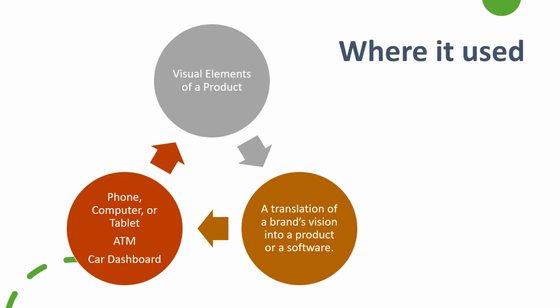So where is it used? It's used everywhere. Take your mobile app, any app: from the first screen to the last screen, how you navigate is basically a user interface. Any visual elements on a phone, computer, tablet, or even an ATM, where you have a login screen, a pin code entry screen, all these are basically user interfaces. And it is the translation of the brand's vision into a product. So the user interface is basically the product. Many companies invest a lot in designing the front end to look as good as possible, because that's what the customer or the user sees. So any visual element is what the user interface is about.